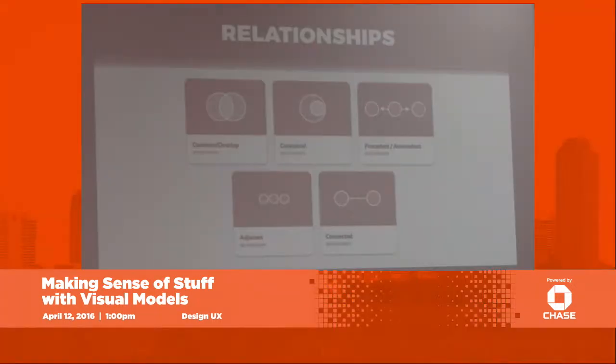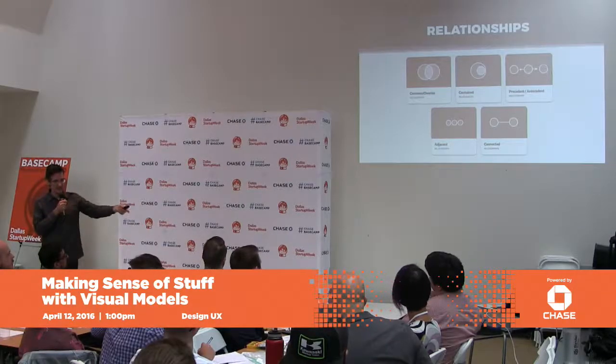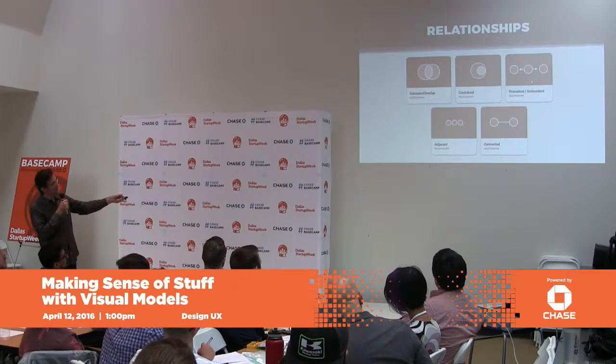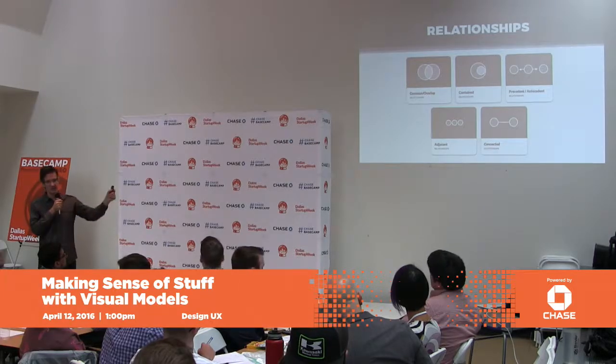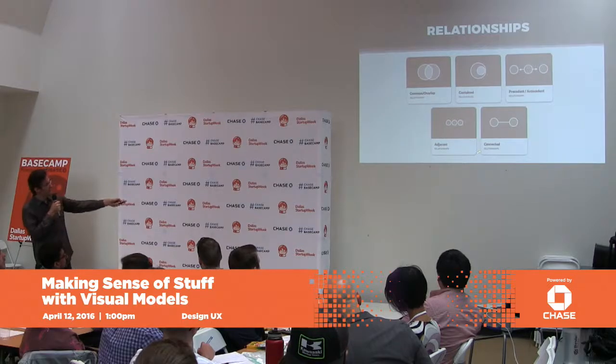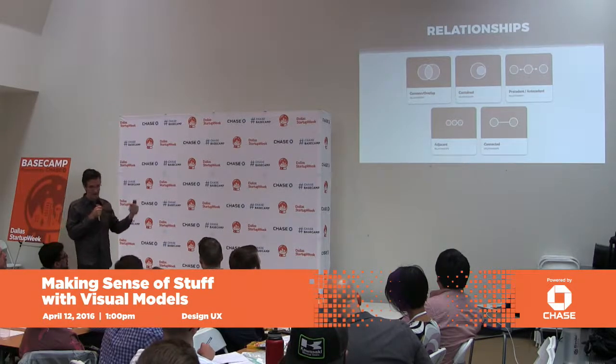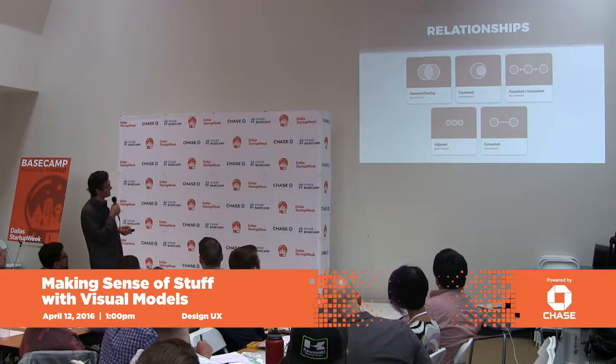Relationships. So if you ever took a logic class in college, you learned about circles and overlapping. This is that stuff. So you have common overlap, you have contained, you have precedent, antecedents. That means the sequence is important. This has to be before, this one has to be after. Sometimes the sequence is important, but they need to be adjacent. Like, you don't want them floating around. It's important that they be side by side. And then sometimes you have a literal connection. So this is the abstract pattern behind all relationships.